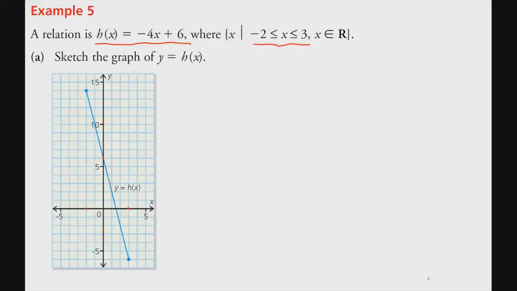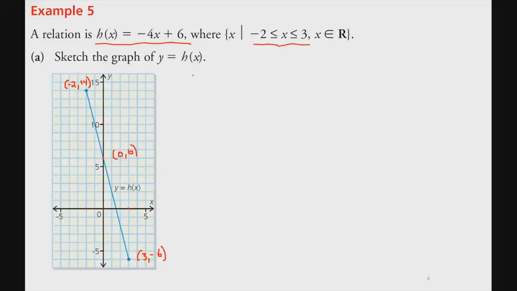Now, a couple of important points on this line. If we look at this point here, it is minus 2 and 14. We have this point here of 0 and 6. And we have this point over here of 3 and minus 6. So we sketched our graph of h of x.